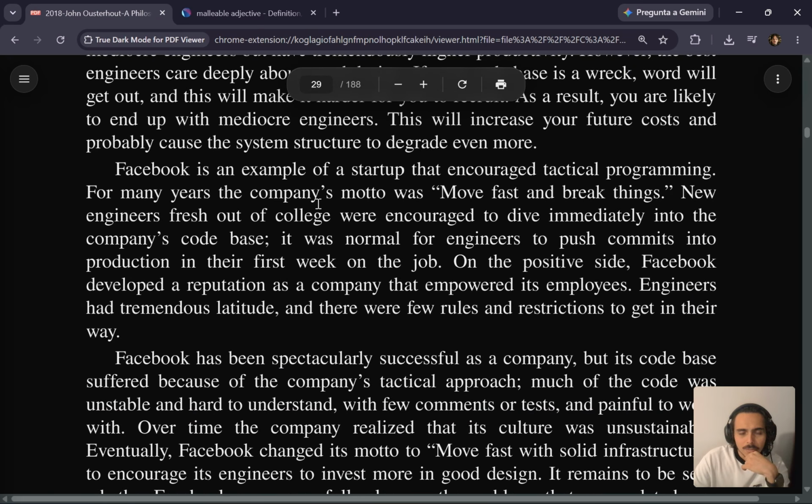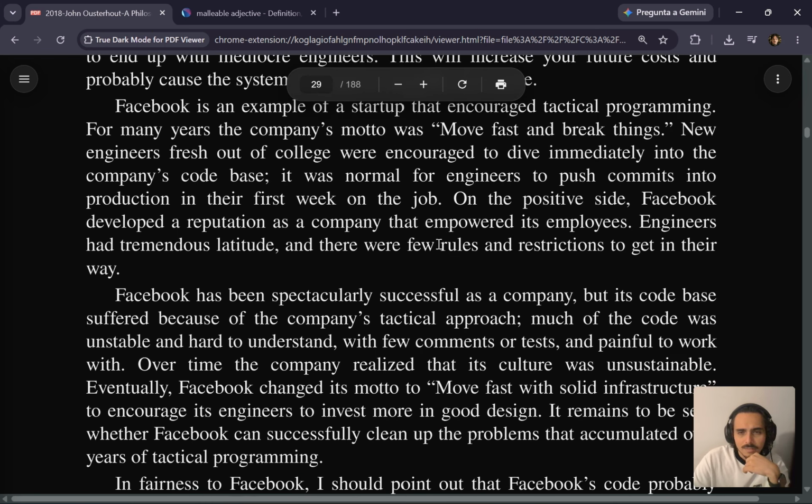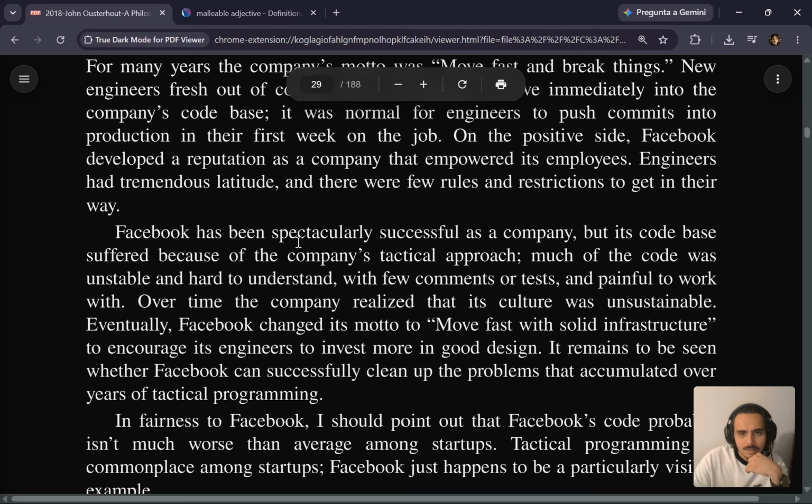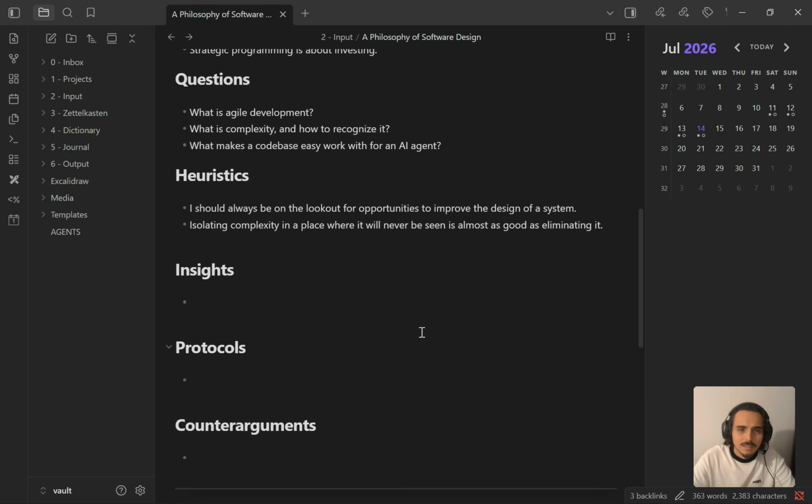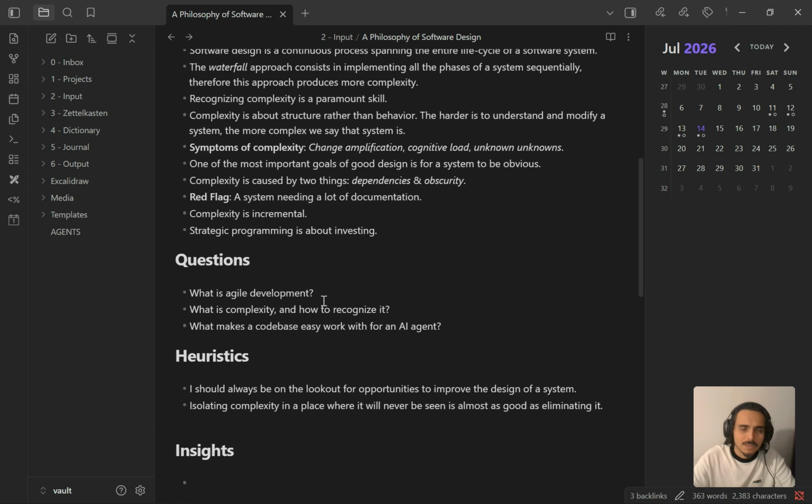Facebook is an example of a startup that encouraged tactical programming. They have been spectacularly successful as a company. Over time, the company realized that its culture was unsustainable. Let's put it as an insight: tactical programming is unsustainable.